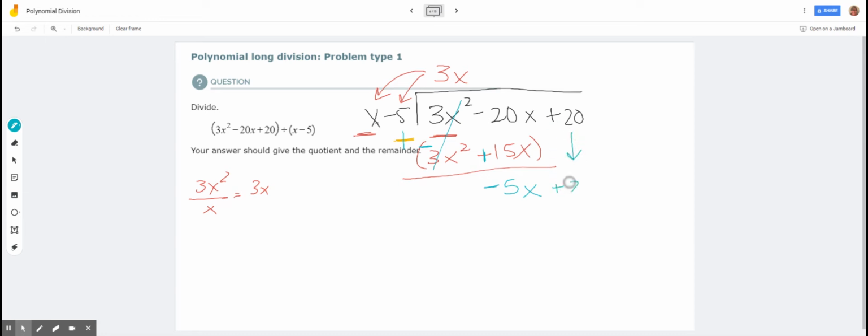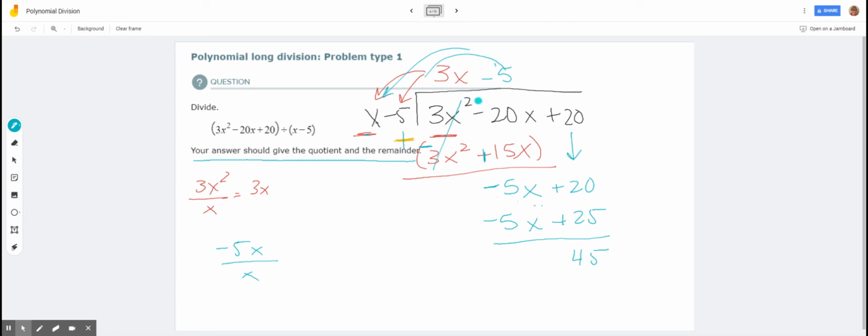Then bring down the 20. And now ask yourself, how many times does x go into negative 5x? So negative 5x divided by x is negative 5. Distribute. Negative 5x plus 25. And then we have 45 remainder. So it says your answer should give the quotient and the remainder. So your answer is going to be 3x minus 5, remainder 45 over x minus 5.